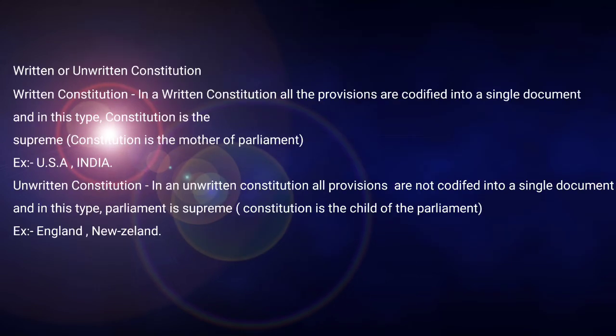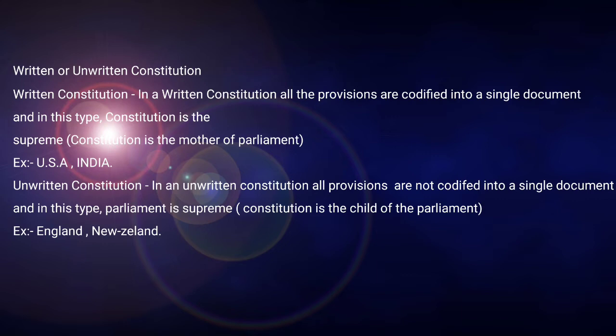Now let's start with the first type, written constitution and unwritten constitution. After reading these words, don't think a written constitution is written on paper and an unwritten constitution is not written on paper. Don't think like that. Both constitutions are written on paper only. Then what is the difference between these two things? We are going to understand now.